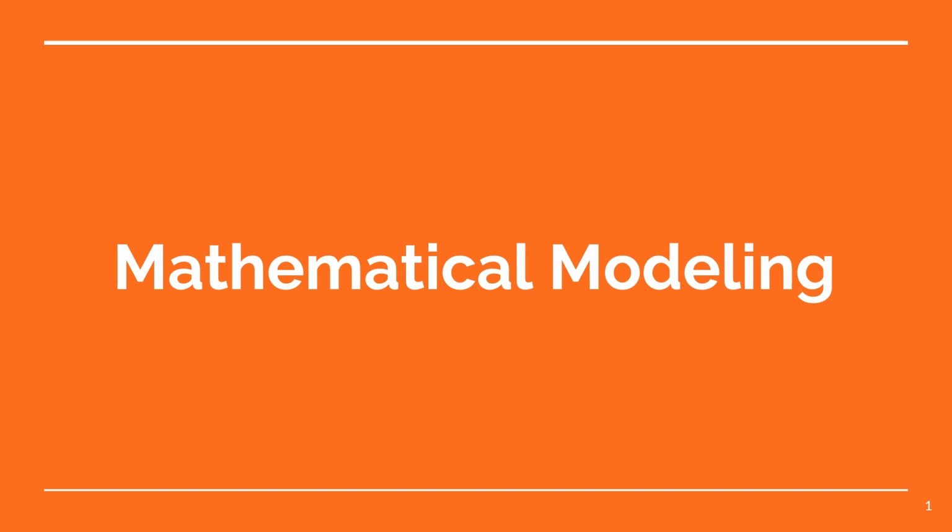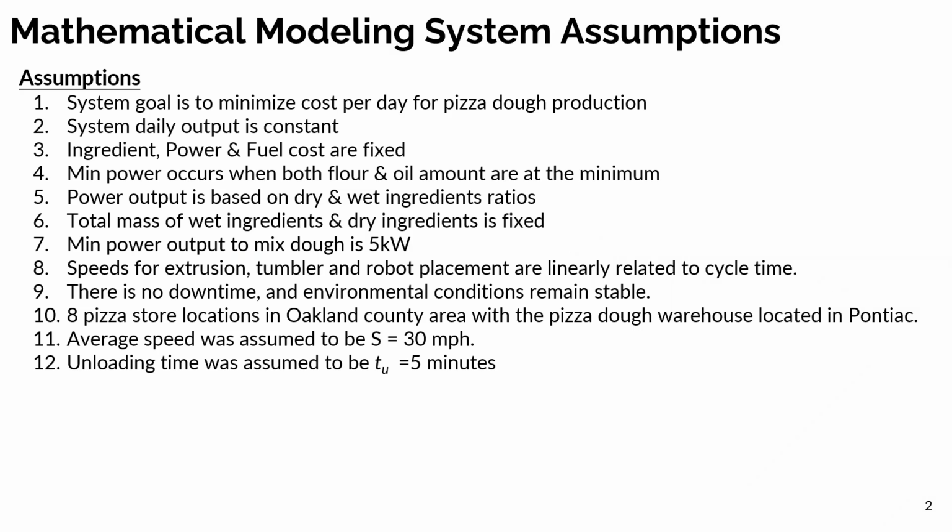Now I will go over our system's mathematical modeling. For the assumptions we made during our mathematical modeling, our first assumption is the system goal is to minimize the cost per day of pizza dough production. The system daily output is constant. Ingredient, power, and fuel costs are fixed. Min power occurs when both flour and oil amounts are at the minimum. Power output is based on dry and wet ingredient ratios. Total mass of wet and dry ingredients is fixed.